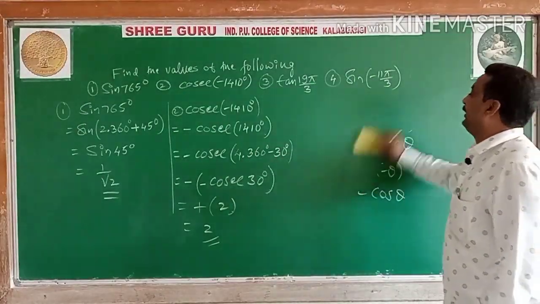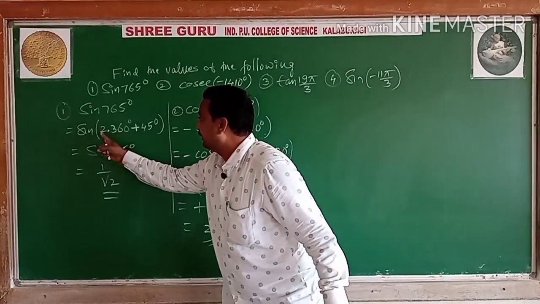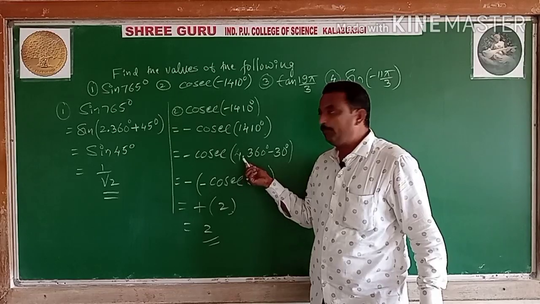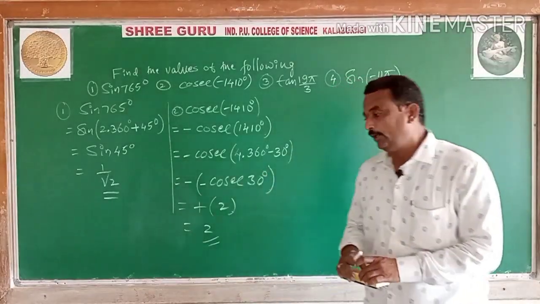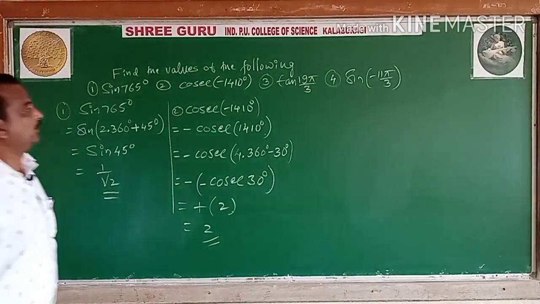You may take n times of rotations, not only 4 times. In the previous example you took 2 times, here you have taken 4 times. Not only 1 time or 2 times, you can take n number of rotations. So this is cosecant of minus 1410 degree.